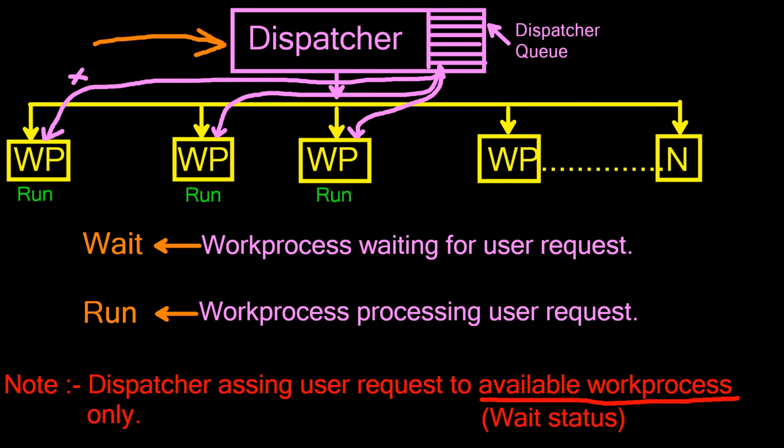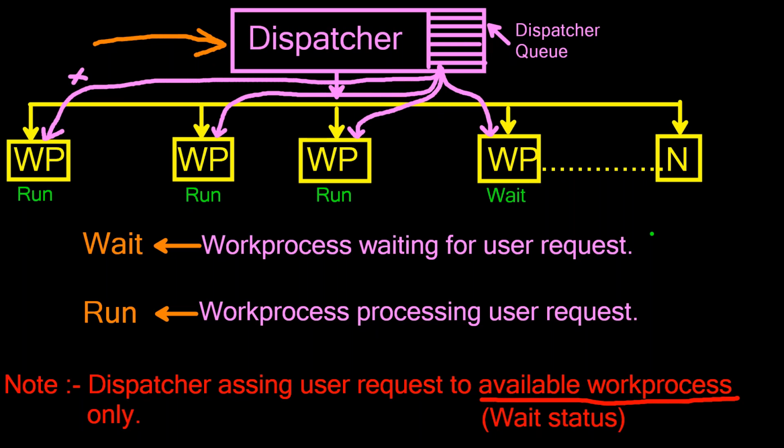Next, the dispatcher tries to assign the user request to the fourth work process. Suppose the fourth work process is wait status. So the user request is assigned to this work process only. So we have a number of work processes, but that is not in our hands. That is totally a system generated process. Work processes we can't create manually, and we can't delete manually either.